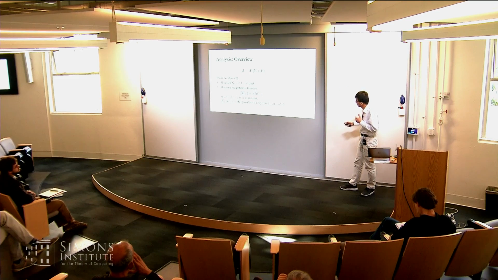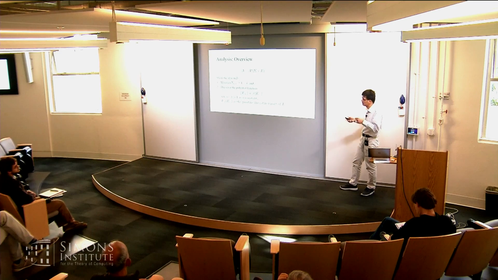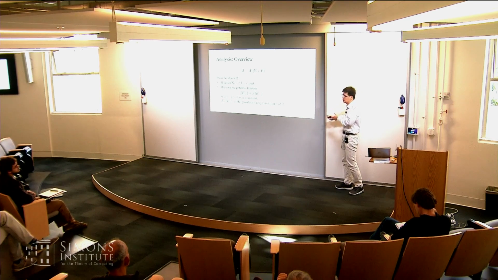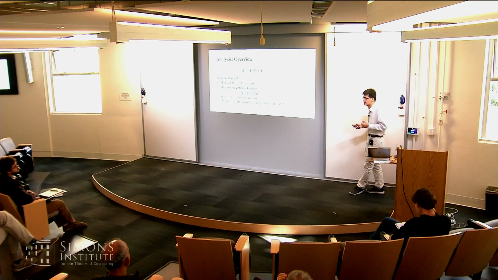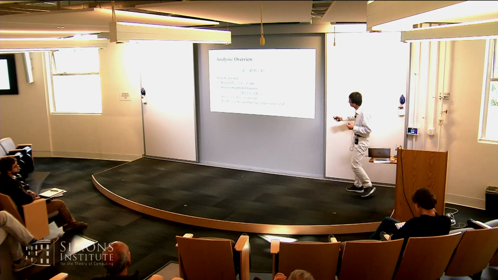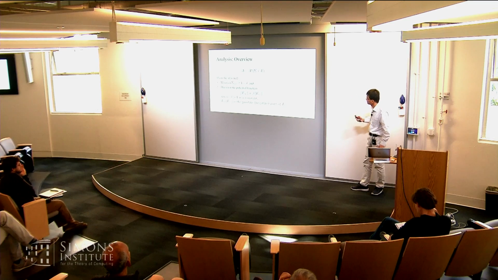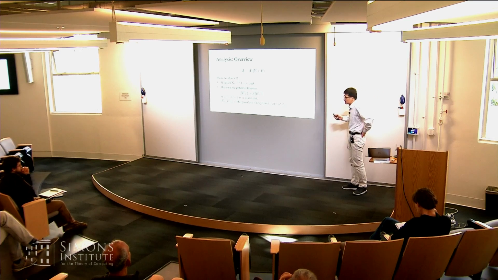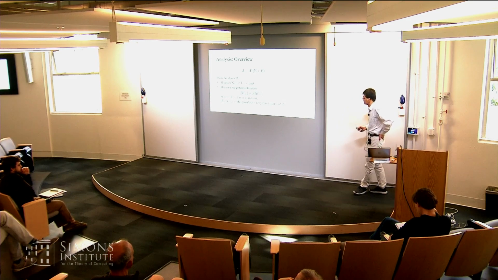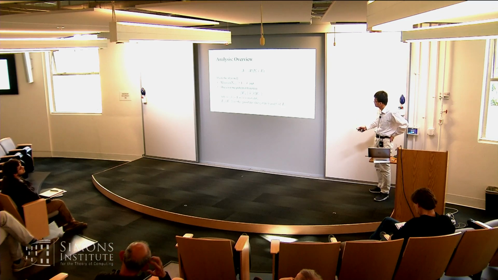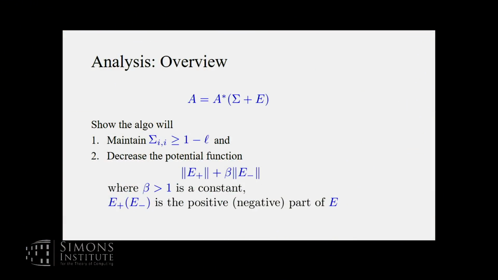So we define this potential function, which basically takes the norm of the positive part of E, takes the norm of the negative part, and does a weighted combination. It seems a very weird potential function, but if we can show these two things, we can prove the theorem. So now let's focus on this error matrix and this potential function to see why we want this weird thing here. Why not just use the norm of the error matrix as a whole?